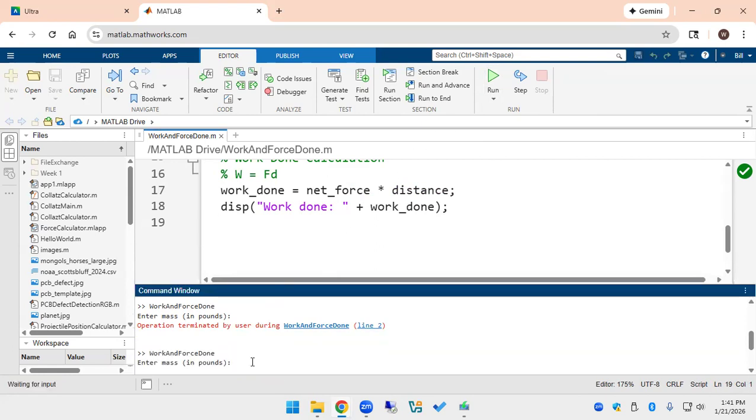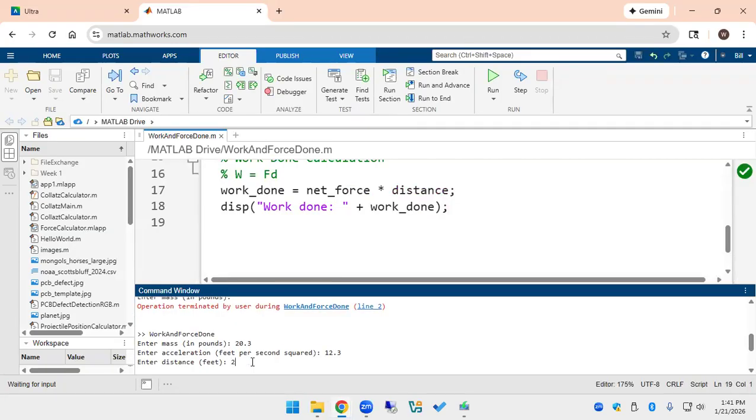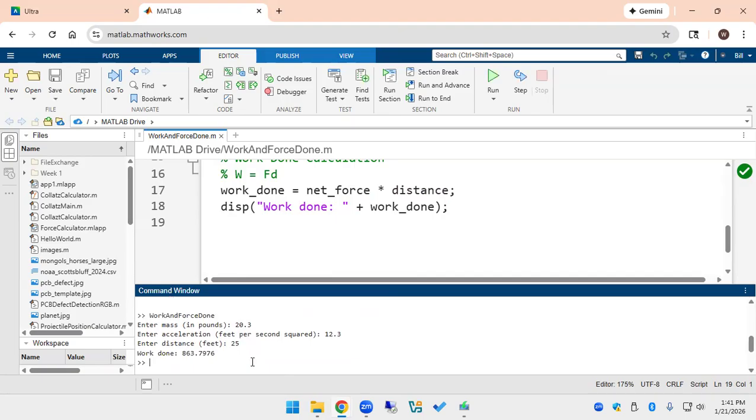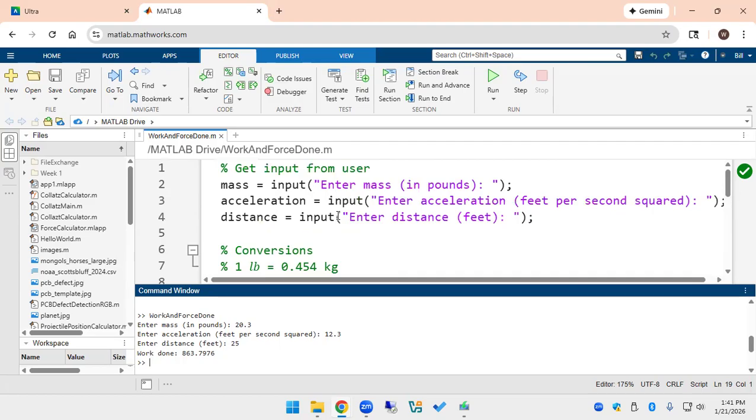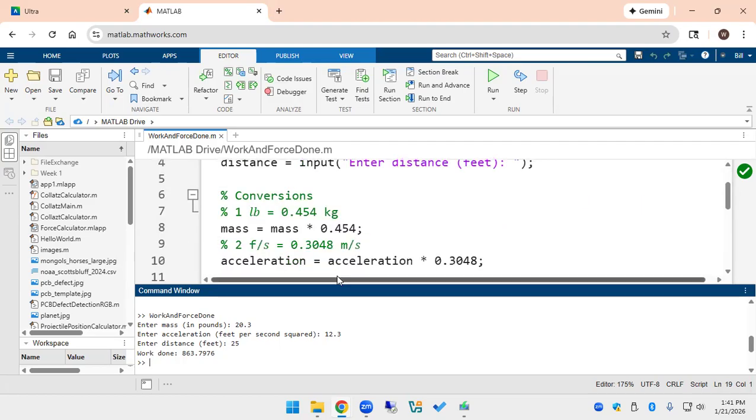All right, let's run that again. Use the same numbers, 20.3, 12.3, and 25. Huh. It should be, oh, this is not right. I have 263.05 and this is 8663. What did I do wrong? Do the calculation by hand. I went through it by hand.